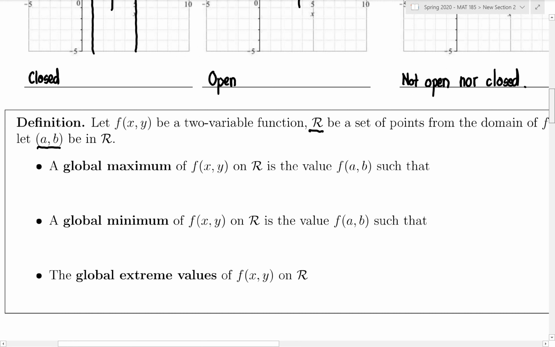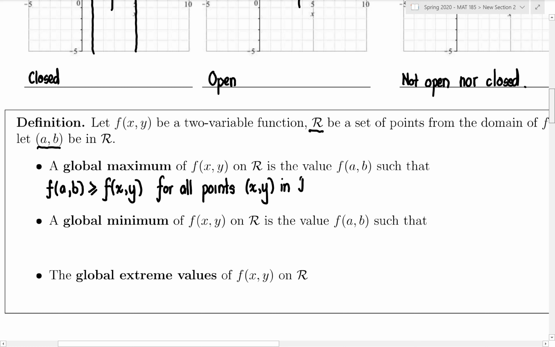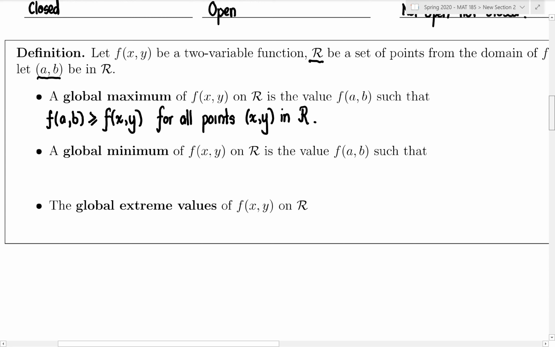We say our function f has a global maximum at (a, b), and the global maximum of f of x, y on R is the value f of a, b, such that the value of the function at (a, b) is greater than or equal to the value of the function at (x, y) for all points (x, y) in R. So if f of a, b is bigger than or equal to f of x, y for any point (x, y) in R, we say our function has a global maxima or maximum.